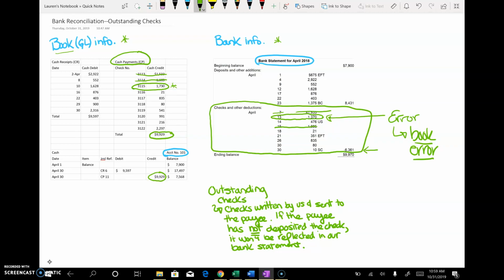So we need to add back the difference in our reconciliation on the book side because it's a bookkeeping error.